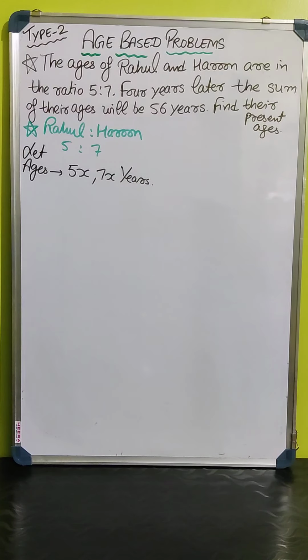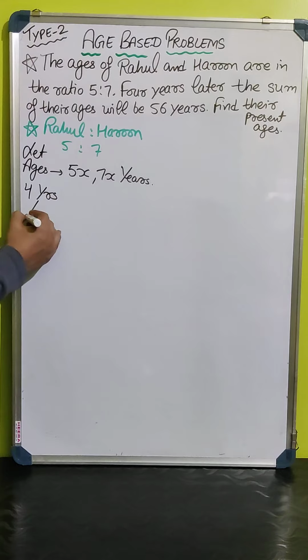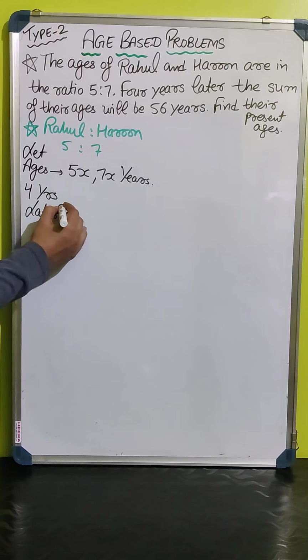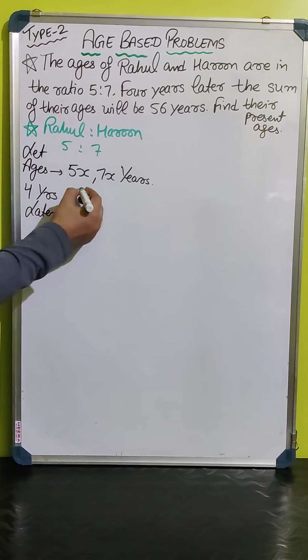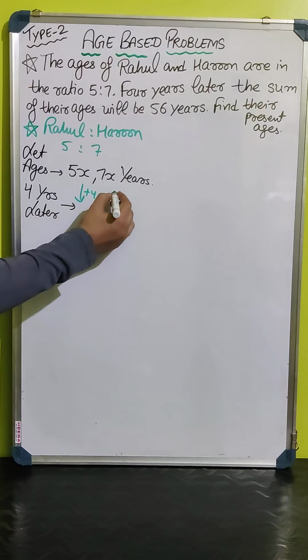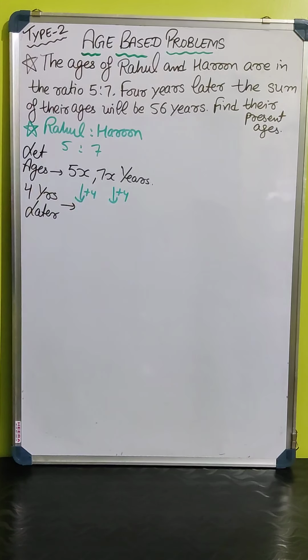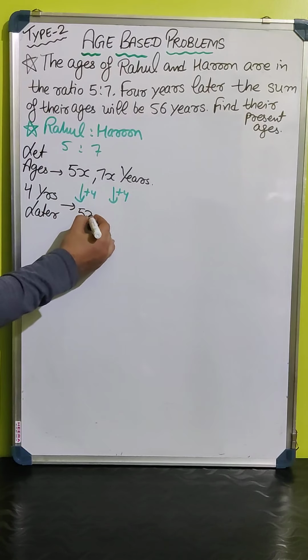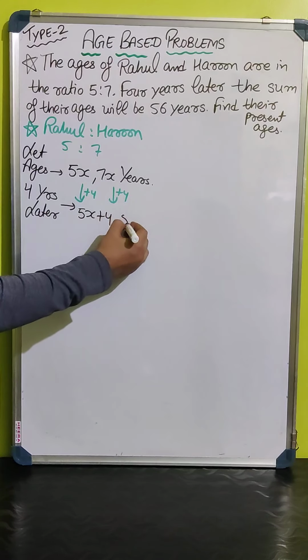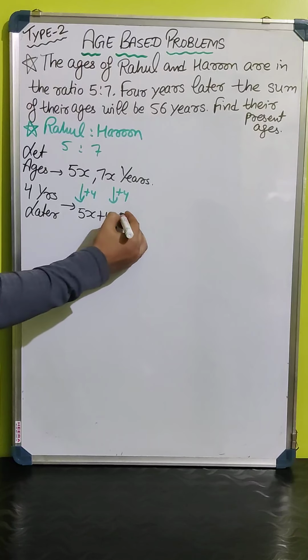Now comes to the condition 4 years later. Again, later means baad mein. So you have to add 4 years. Very simple. So 4 years later, you will write 4 years later, means 4 साल बाद. So what will be the age after 4 years? Plus 4. You have to add 4 years. So it will be 5x plus 4 and 7x plus 4.